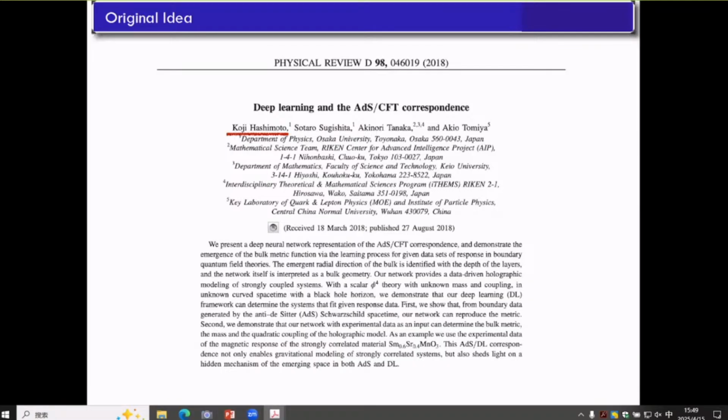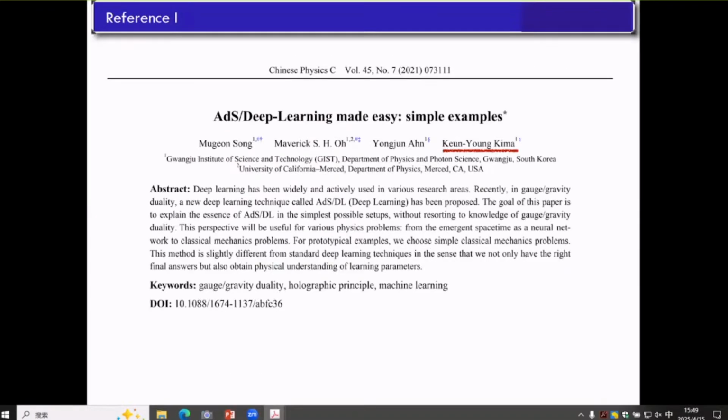Okay, that was a general introduction, and for a specific purpose, I'm going to introduce this paper. This paper is by Professor Koji Hashimoto at Kyoto University. I learned the original idea from this paper. And when I read this paper, I realized the basic idea also can be used for general problems, not only holography. So I just made a simple paper. The title is AdS Deep Learning Made Easy, a simple example.